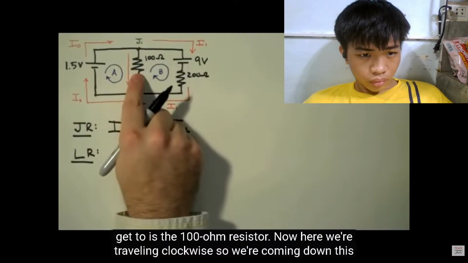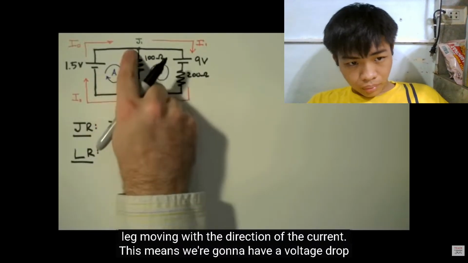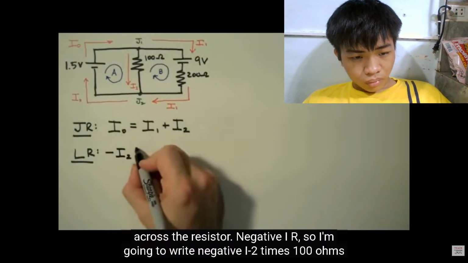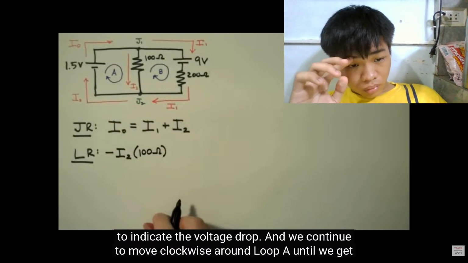And the first component we get to is the 100 ohm resistor. Now here we're traveling clockwise, so we're coming down this leg, moving with the direction of the current. This means we're going to have a voltage drop across the resistor, negative IR. So I'm going to write negative I2 times 100 ohms to indicate the voltage drop.